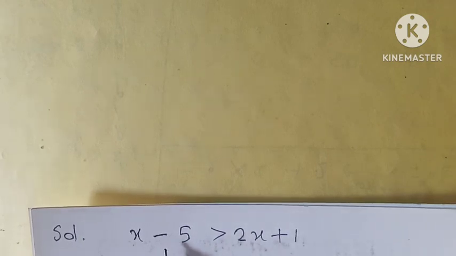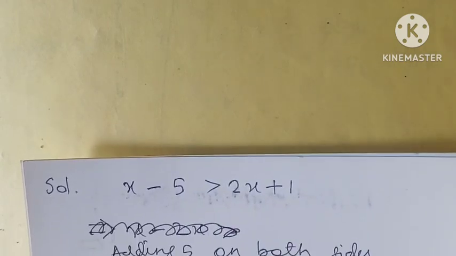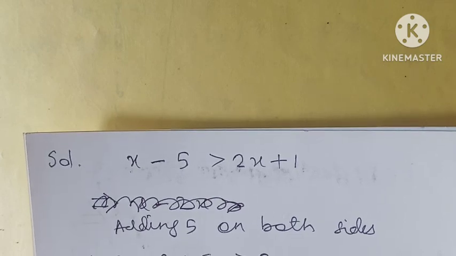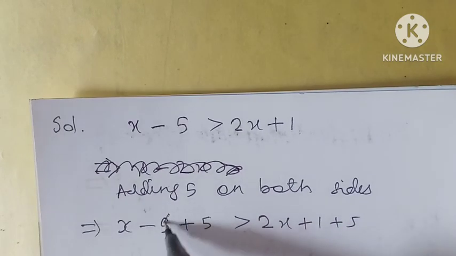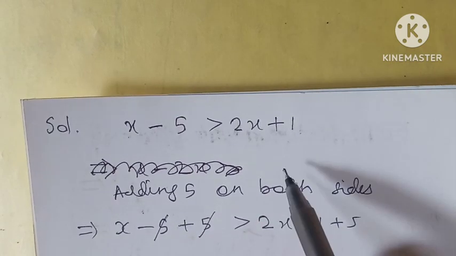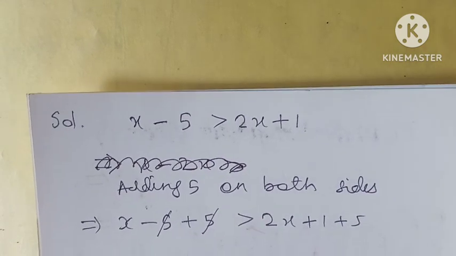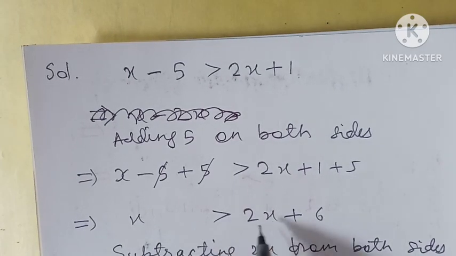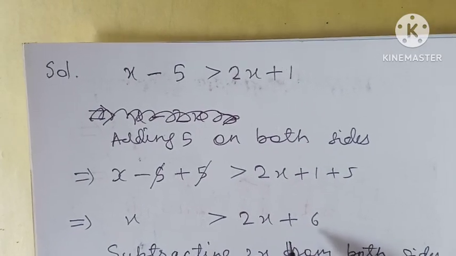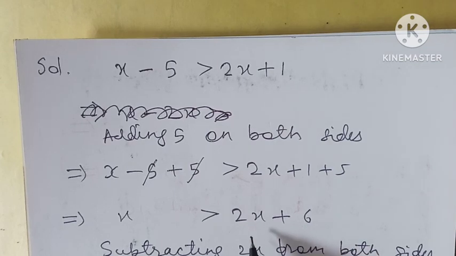So we must remove the constant, that is 5, which is subtracted. So we have to add 5 on both sides. Then after addition on both sides, these 5 are cancelled, and 2x plus 1 plus 5. So it is 2x, 1 plus 5 is 6. So x is more than 2x plus 6. We want to find the value of x.